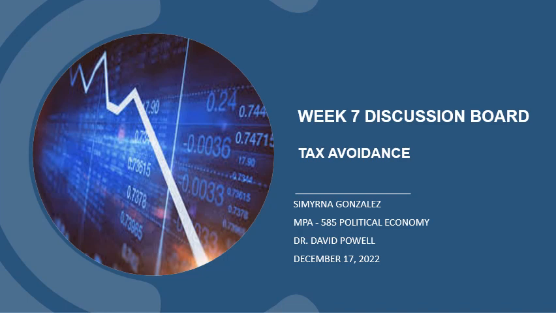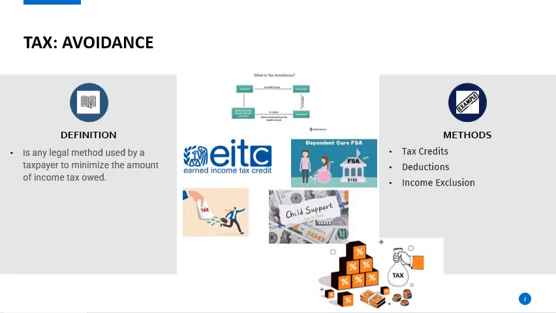This week's presentation will identify and discuss three methods of tax avoidance, explain how they work and how they reduce taxpayers' tax liability. And then I will provide my opinion on if I see these methods used in people around me. Tax avoidance is defined as a legal method used by taxpayers to minimize the amount of income taxes owed. There are three methods which I will describe in this presentation.